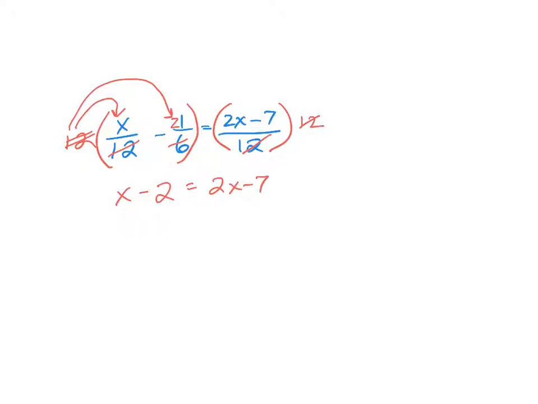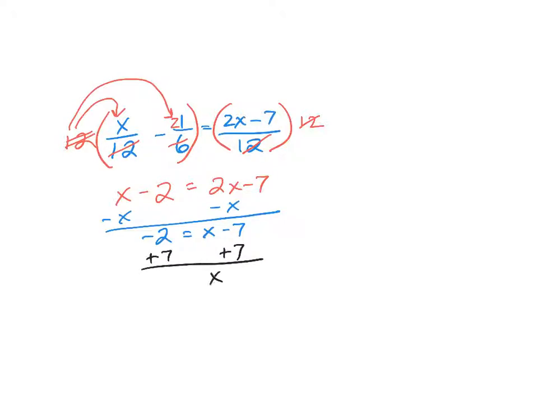And now I'm going to solve this. I'm going to get the x's by themselves. There are all sorts of different ways of doing it, but one thing I might do is subtract x from both sides first of all. On the left-hand side, I get a negative 2. On the right-hand side, I get x subtract 7. And now I want to get the x all by itself, so I am going to add 7 to both sides. When I add 7 to both sides, I get x is equal to 5.